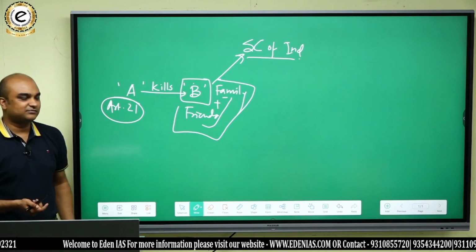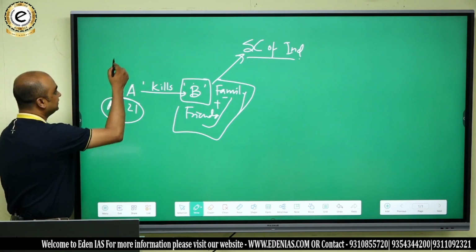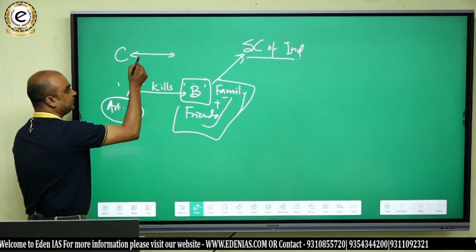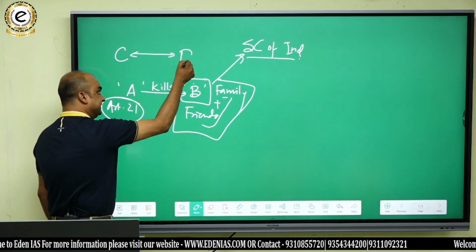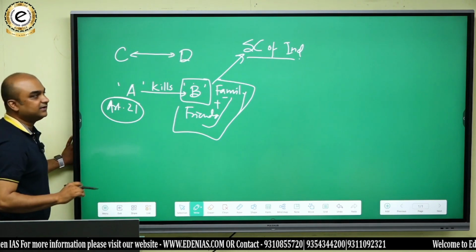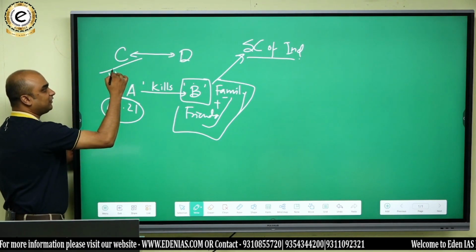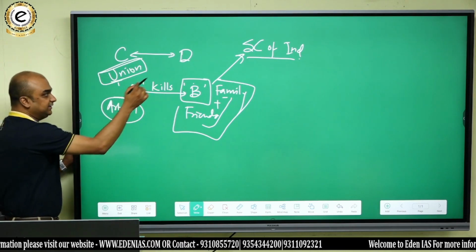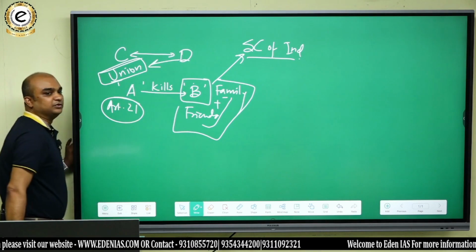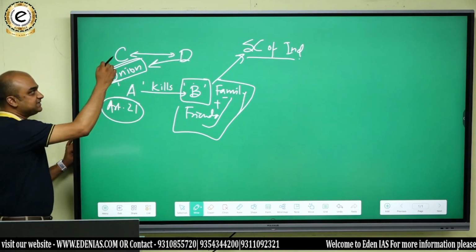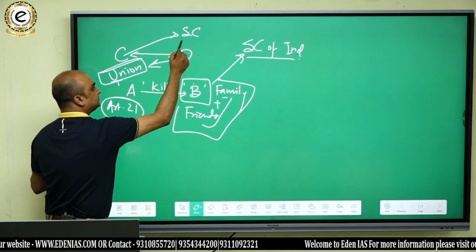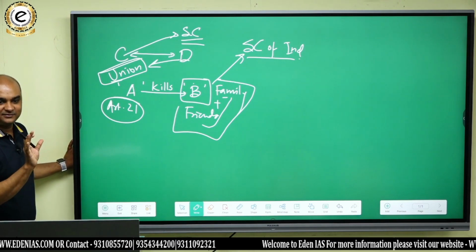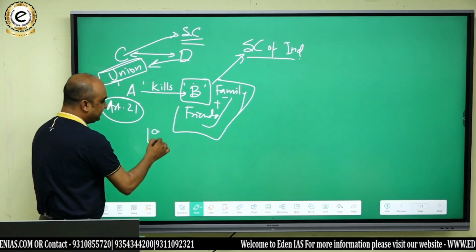Okay. Think of this. Let me take one more example. Suppose there is another person C and another person say D, and what happened is that C wanted to form a union and D said that I will not allow you to form this union. Now, can C directly go to the Supreme Court? Did you understand my question? Now, do you remember Article 19?